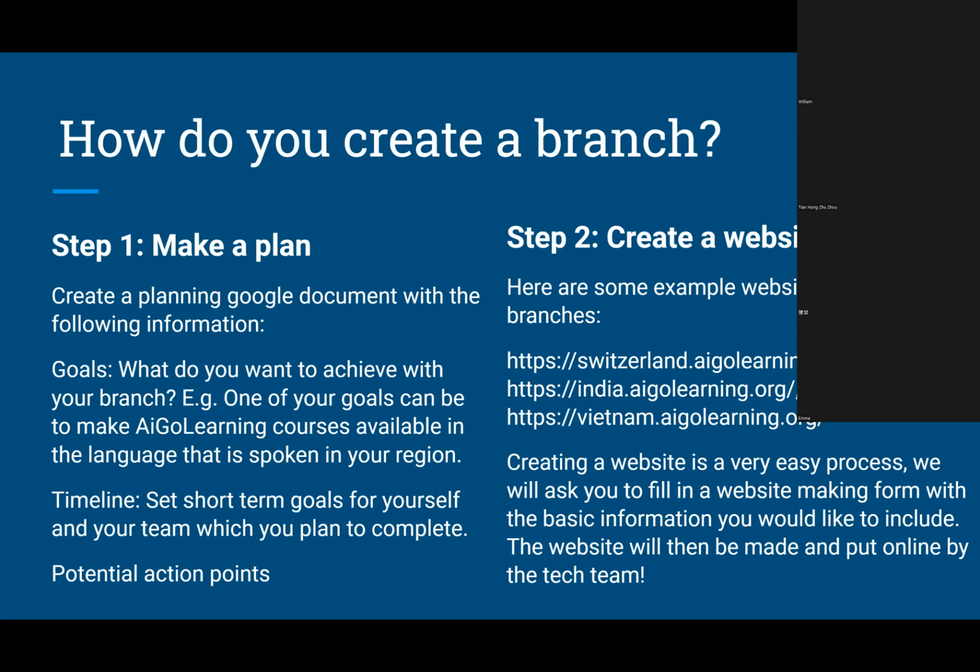So yeah, the first step, as I said, would be to make a plan. The second step, and this is something that we've all done when we've created a branch, and it's very important, is creating a website. A website is a great place to have all the information about your branch in one place. And then if someone ever asks you about your branch, you can just send them straight to the website, and it really shows that you're established as well, and that you're not just someone who's saying, I have a branch or whatever. So it's very important to create a website.